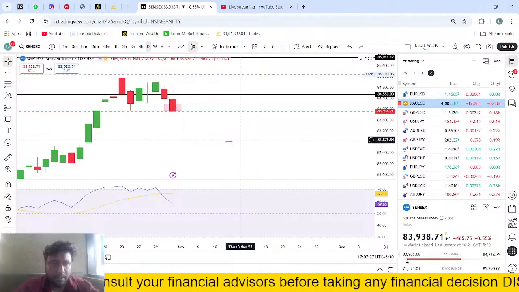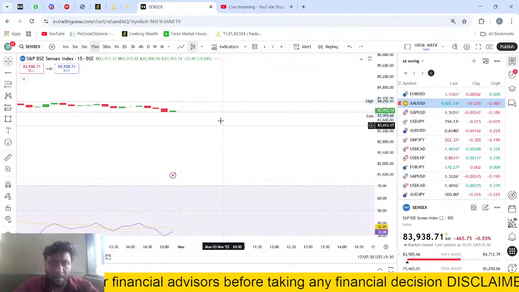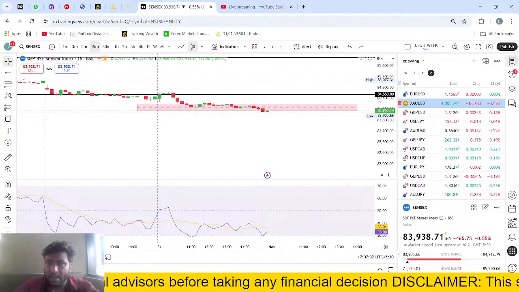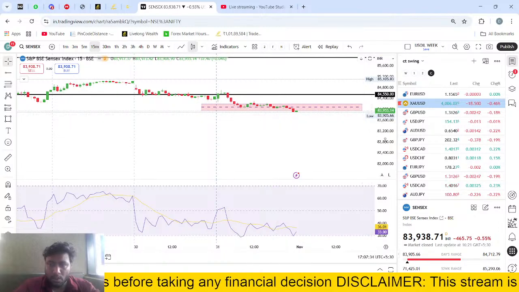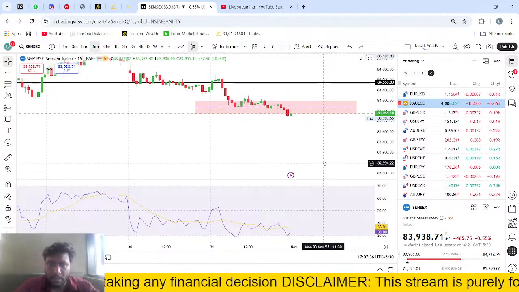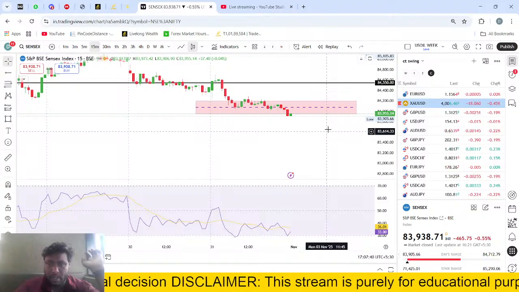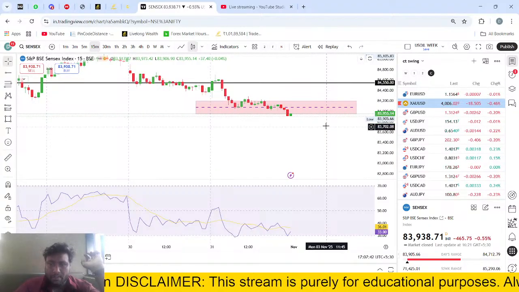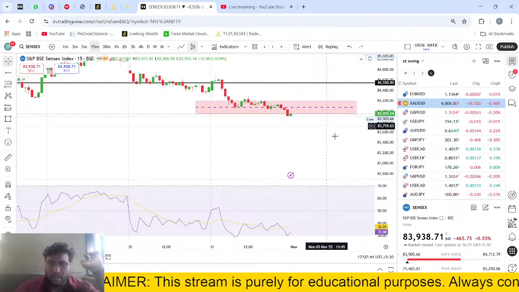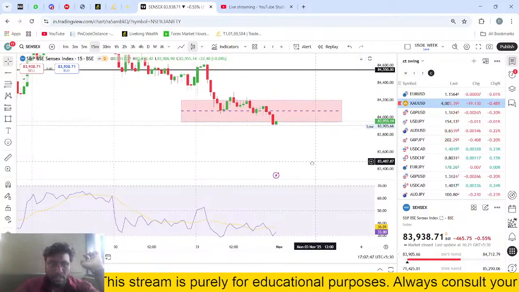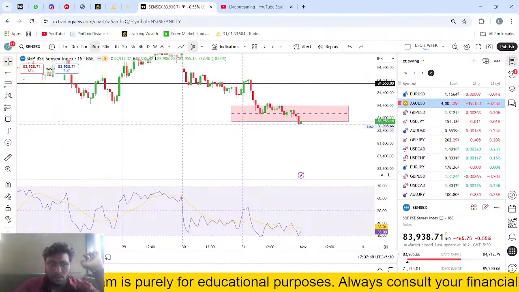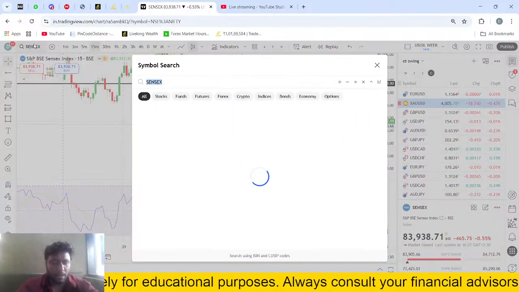So these are the levels which we have analyzed with respect to our pivot point. Our pivot point was at 84,550. So we clearly got our first target to the downside, which was at 84,200, which is our S1, and S2 was at 83,950 levels. So we clearly got both of the targets for the day. So this is with respect to the Sensex part, and we will quickly move on to Bank Nifty.